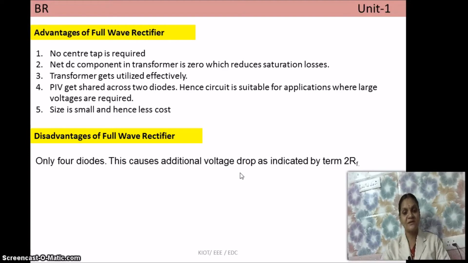So comparing the center tap and bridge rectifier, which is widely used, almost in all applications, the bridge rectifier is versatile compared to the center tap rectifier. So even for low power and high power applications, everything in power electronics, for all power supply designing, we are using mostly bridge rectifiers.